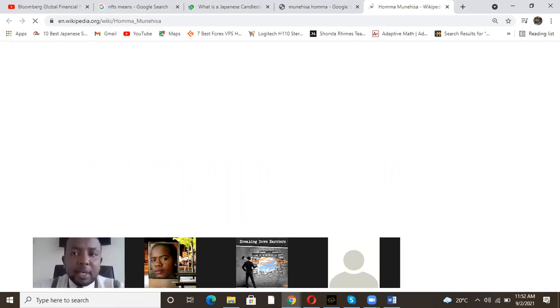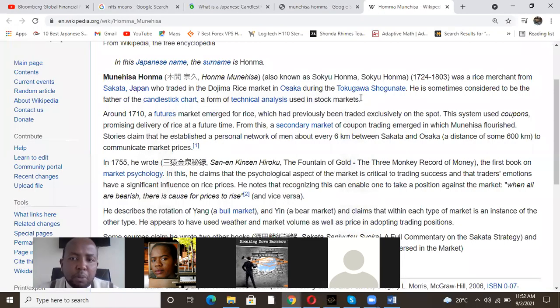Give me a minute, let me open this. I hope you guys can see. Yeah, there we are. This was the guy, a rice merchant from Sakata, Japan, who traded in the Dojima rice market, Osaka. He is sometimes considered to be the father of the candlestick chart, so we give all credit to him when it comes to candlesticks. It's also a form of technical analysis that is used in the stock market. So candlesticks are very, very important.